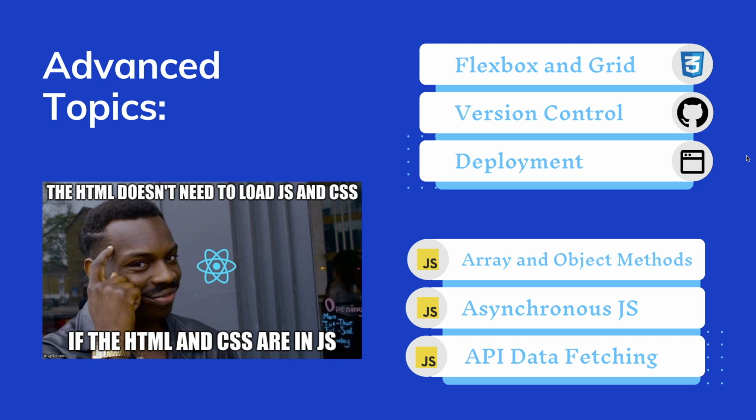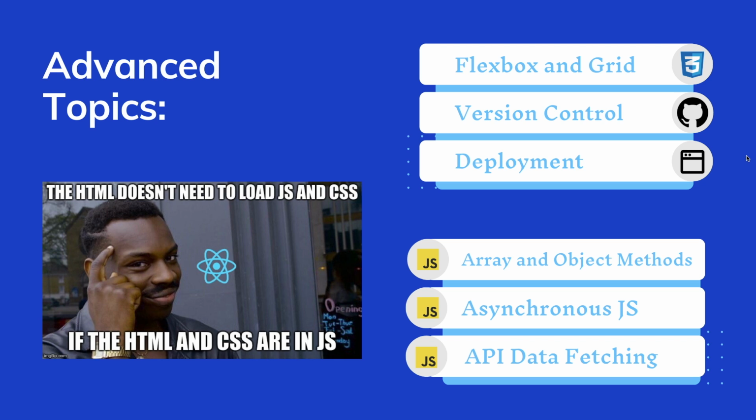Asynchronous JS, in simplest terms, means that the JavaScript isn't going to be executed in a linear fashion. It is going to be asynchronous, meaning some code is going to need some time to be executed, and then we can do something else. So that means that you need to learn JavaScript promises and async await.